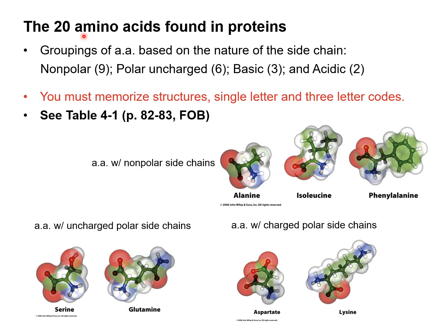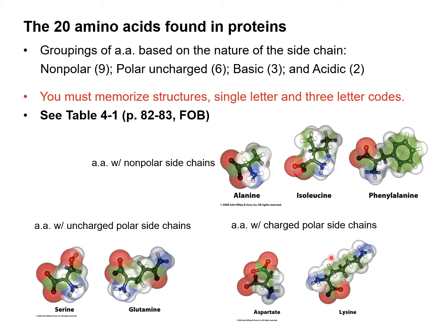There are 20 standard amino acids found in the proteins in the cell, and they can be grouped based on the nature of the side chains. So 9 amino acids are nonpolar, 6 are polar uncharged, 3 are basic, and 2 amino acids are acidic. And you must memorize all the structures, the single-letter and 3-letter codes of the amino acids, and you can refer to table 4-1 in the textbook.